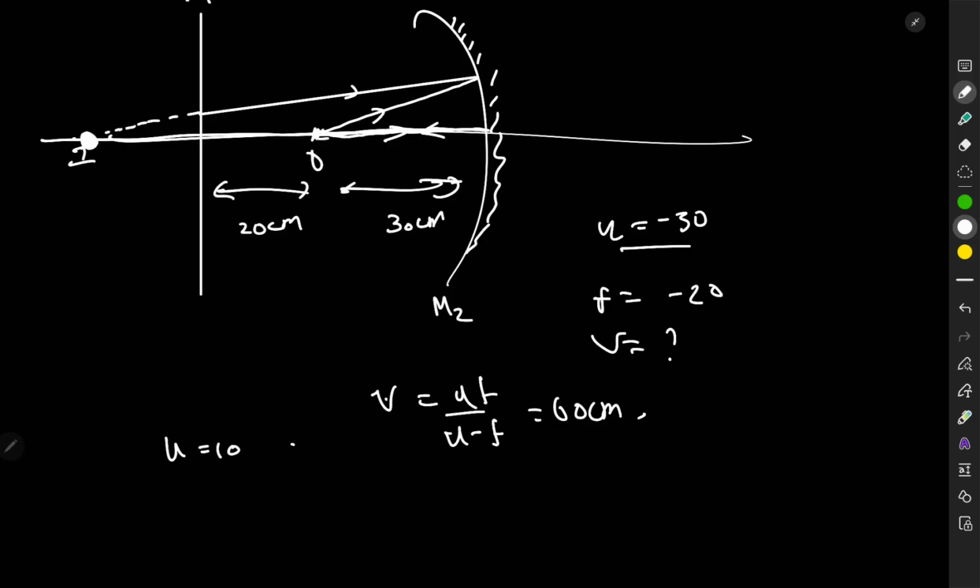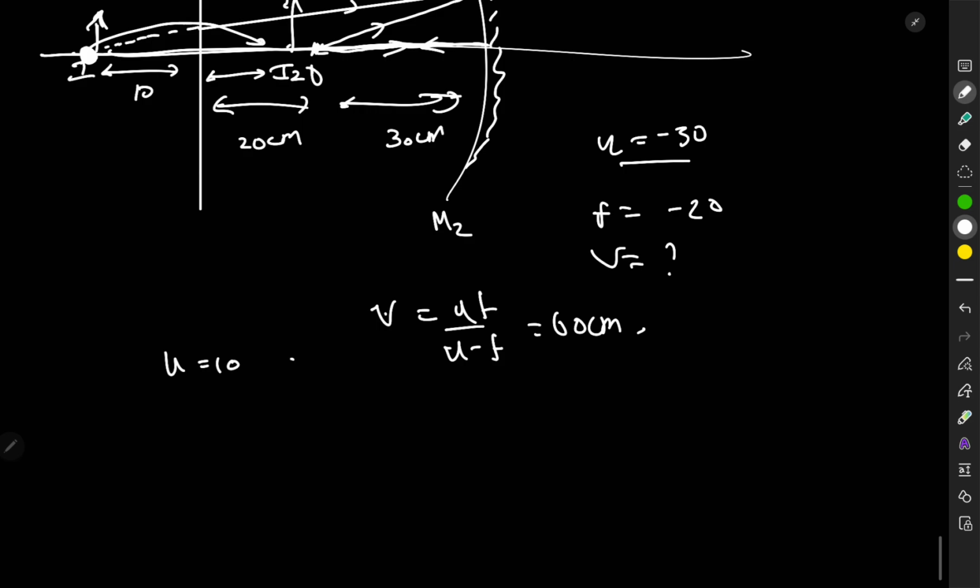So the image will be formed somewhere here. Somewhere here, right? Since the image will be formed and this will be 10 centimeter, immediately here image 2 will be formed. I hope you understand. So u is equal to 10. Since the mirror is equidistant, the image also will be at v, which is also equal to 10.